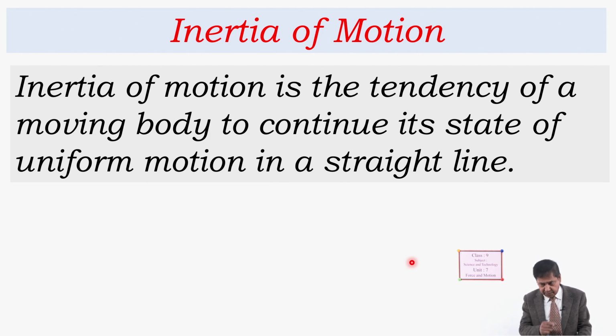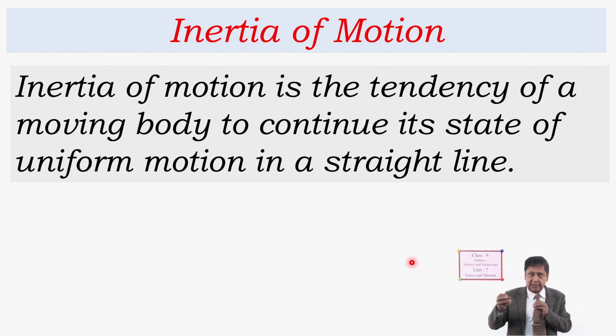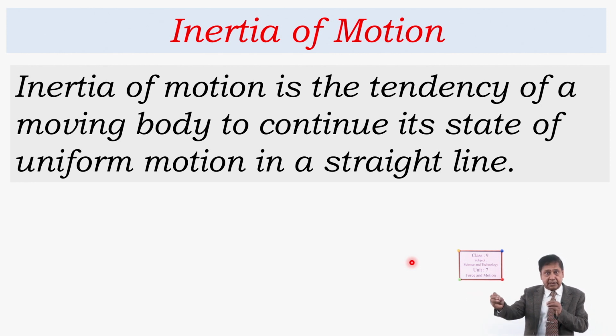What does it mean? It means if a body is moving in this direction at the rate of 10 meters per second, then it tends to continue its motion in the same direction, in the same straight line, with the same value of velocity. This is told in the definition.